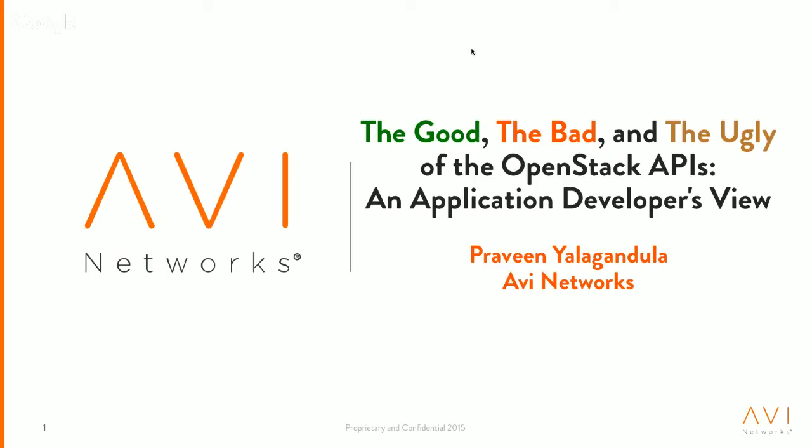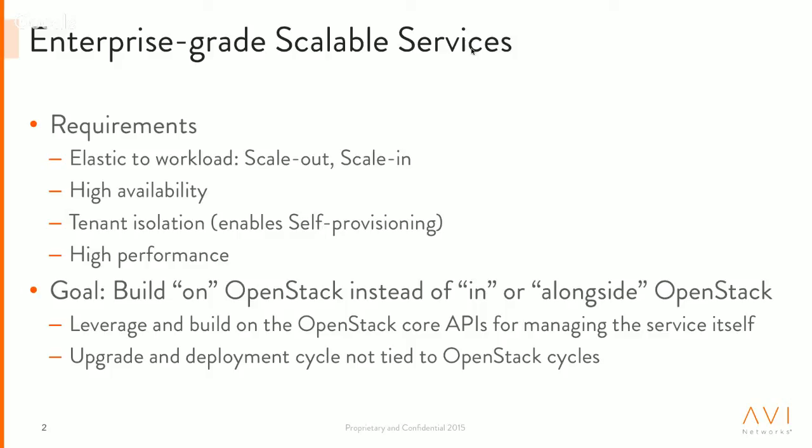Okay, so I'll start now. The talk I'm going to do is about OpenStack APIs and our experience in using them and building our distributed application, a scalable service that we are building on top of OpenStack. This is mostly about what we found good about OpenStack APIs as we built this, and some of the obstacles we had to cross over. To give the context, our goal was to build an enterprise-grade scalable service.